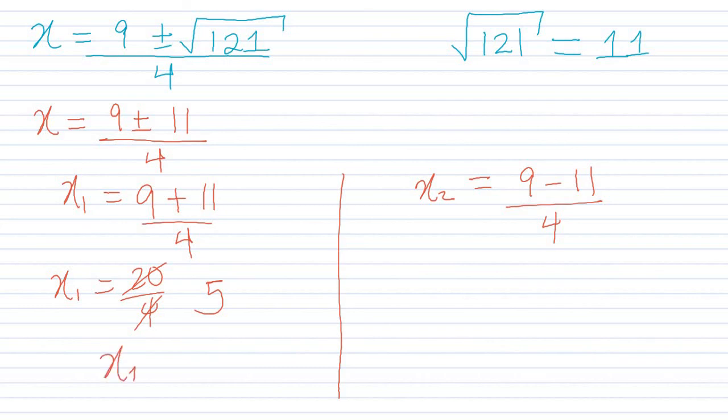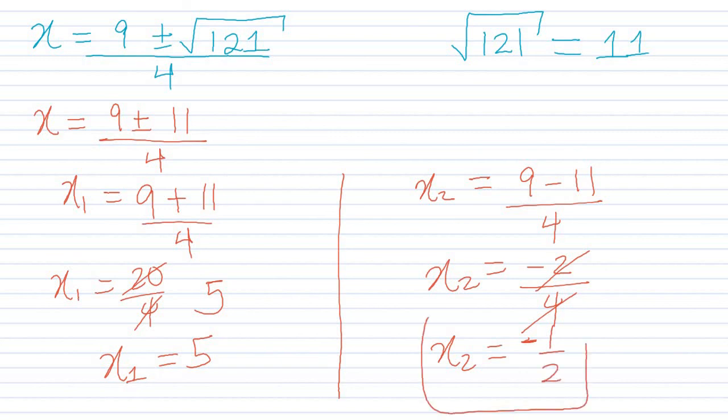So x1 equals 5, right? And then x2 is 9 minus 11, which is negative 2, divided by 4. Cancel. So x2 is negative 1/2. So x2 is negative 1/2, and x1 is equal to 5.